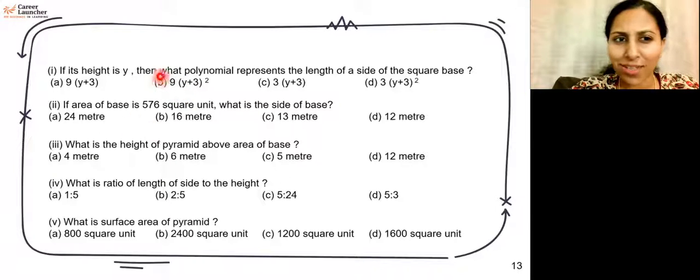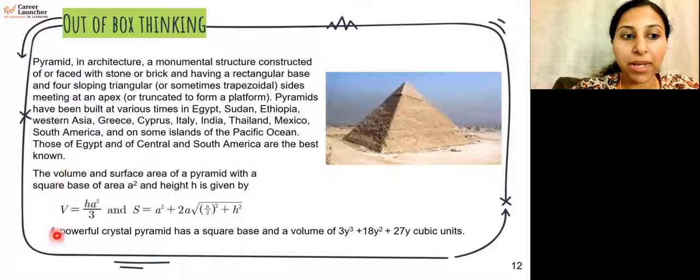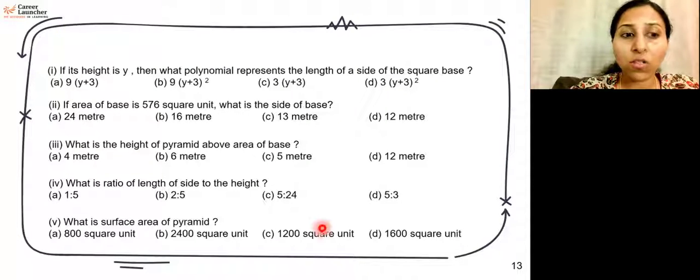What's the square root of 576? That's 24 meters. And once you find the side of the base, you would see that finding the height becomes easy and finding the surface area becomes easy. Why? Because the formulae are already given. You already have the formulae for this once you find the side, which is A. Also, the ratio of length of side to height becomes easy once you answer questions 2 and 3.